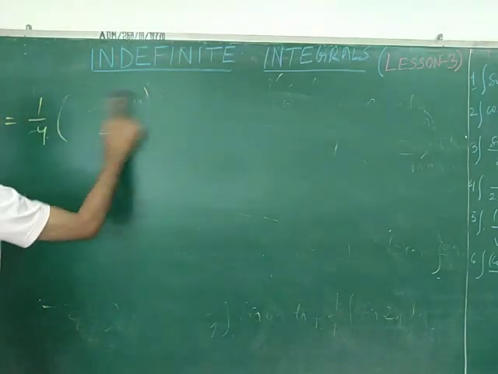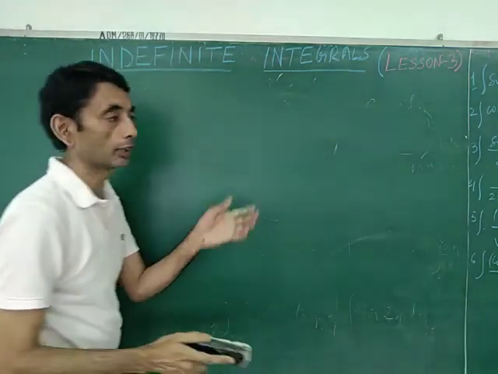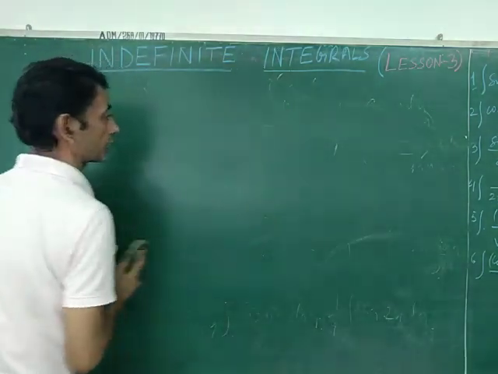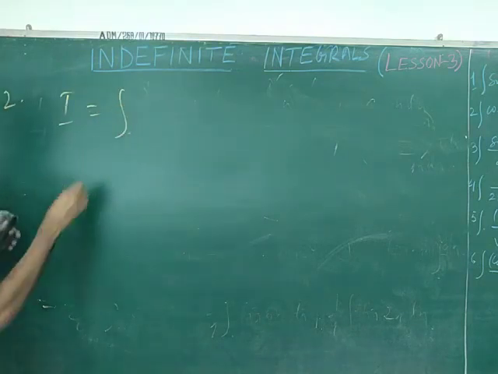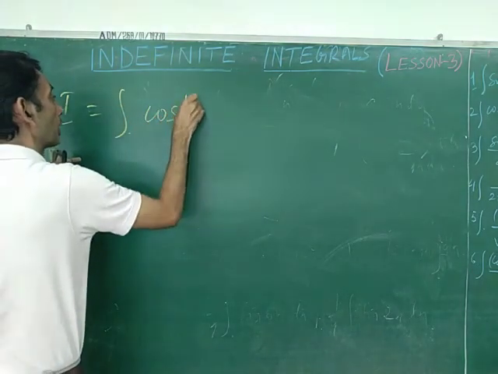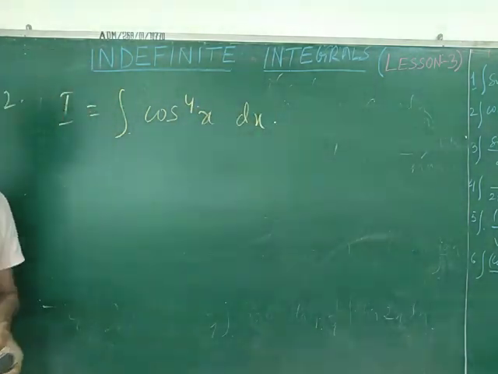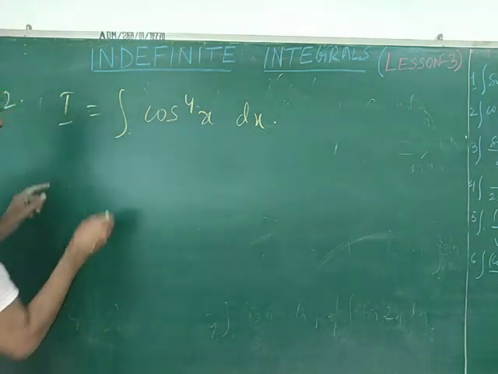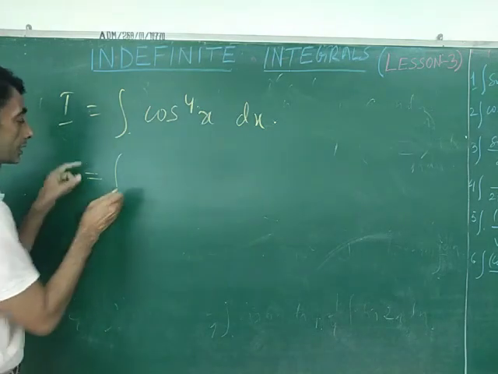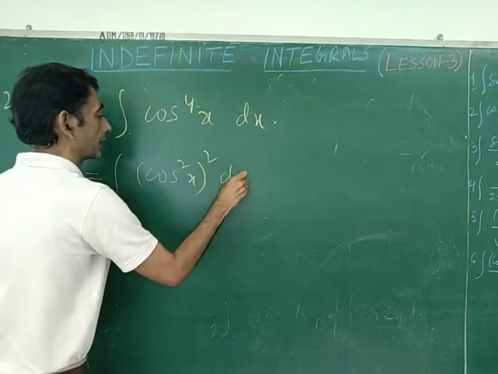Question 2 is this. It is also a very common and important question. Question 2: integration of cos to the power 4 x dx. So how to integrate cos^4 x dx? To integrate cos^4 x dx, we can write (cos^2 x)^2 dx.